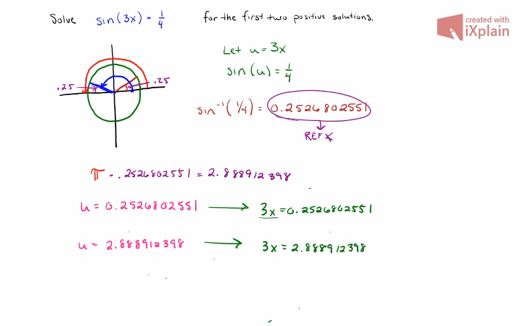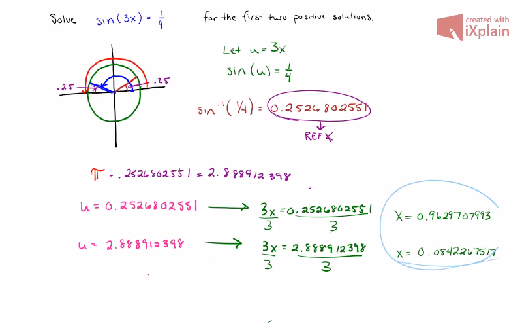And we want to solve for x, so we'll divide by 3, and we're going to get that x is equal to 0.96297079993, and x is also equal to 0.0842267517. So actually these are our two solutions.